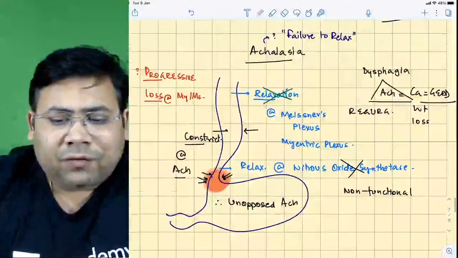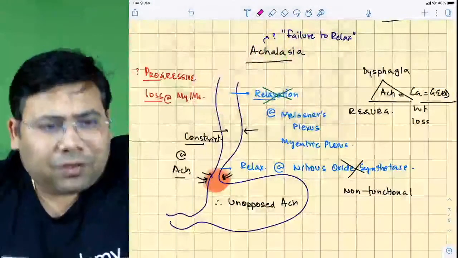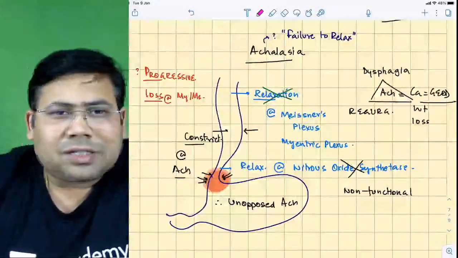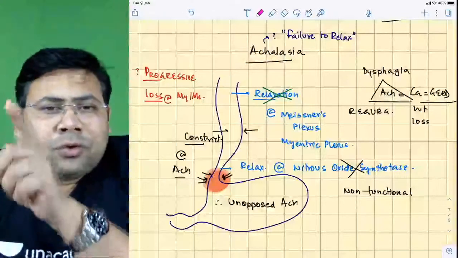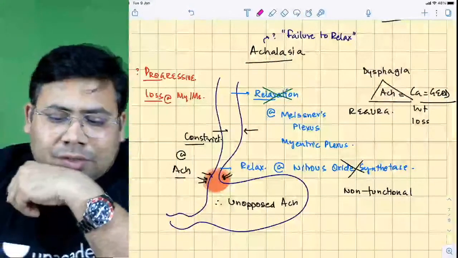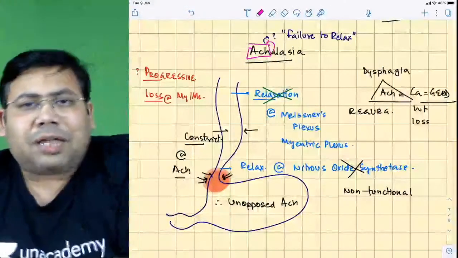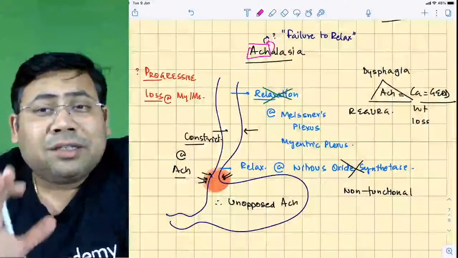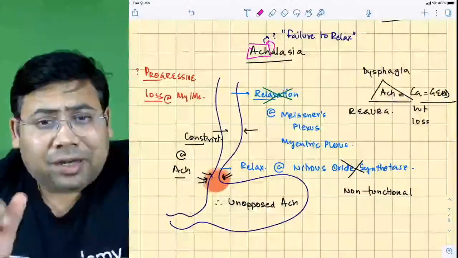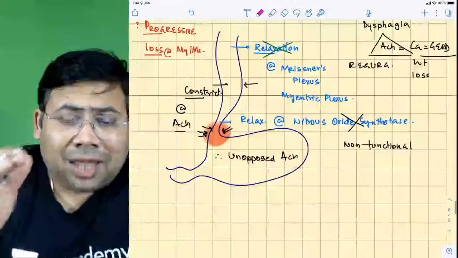If you don't believe, I always say, use your surgical sense. If you have taken my class, I always insist on this point, use your surgical skill, surgical sense. And if you see unopposed action of acetylcholine, this leads to achalasia.